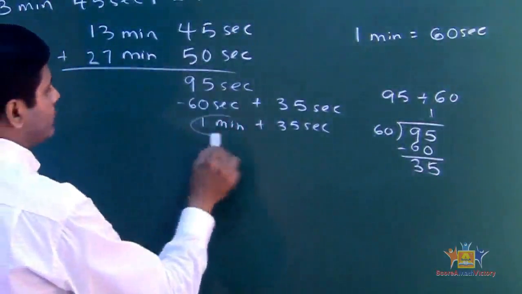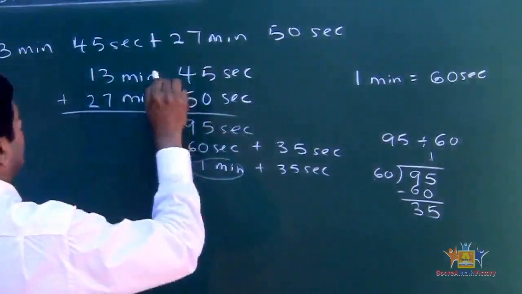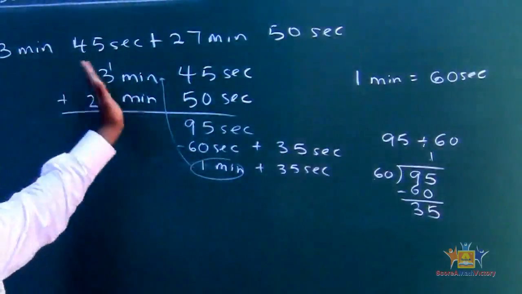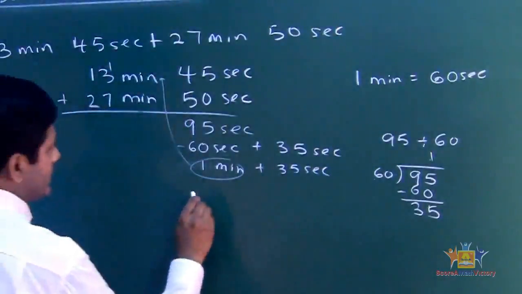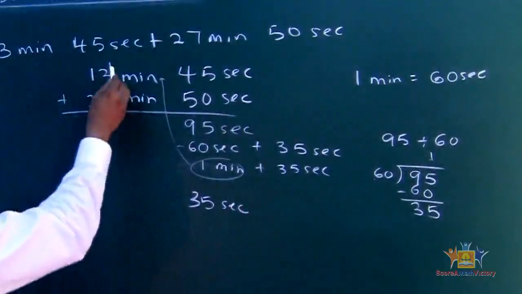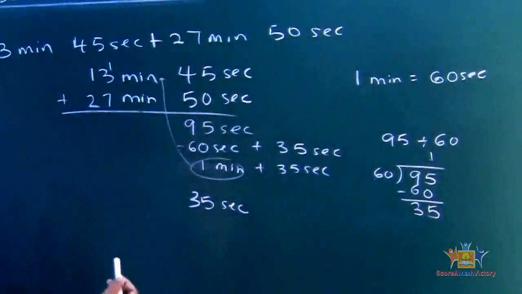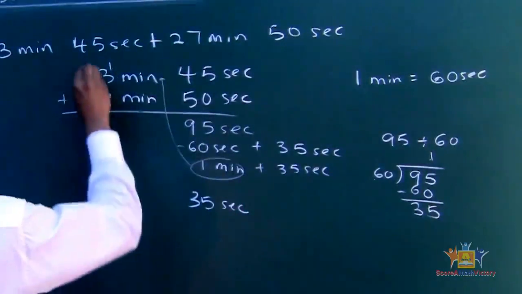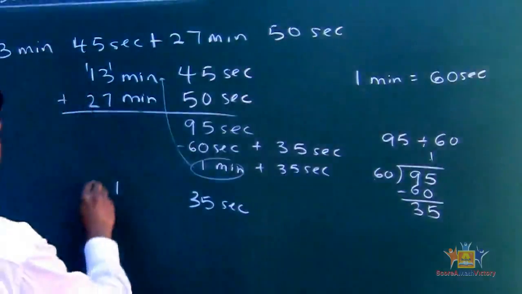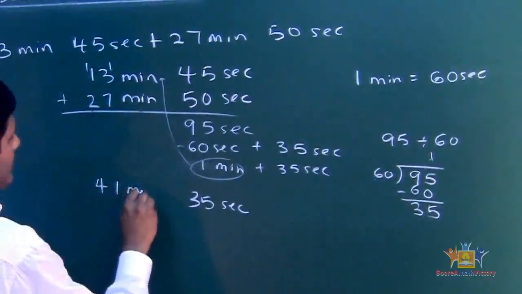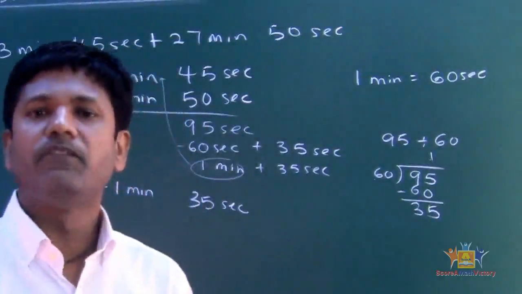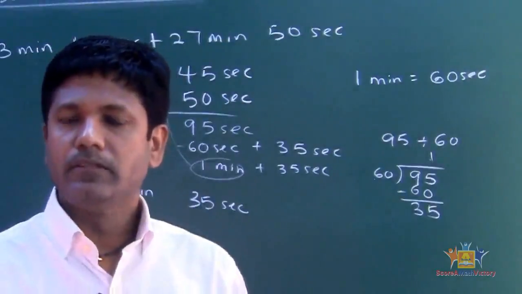Now I take this 1 minute and add it up here to the minute family. You keep it with the minutes. The 35 seconds, I'm just going to write down here as 35 seconds. Now I add: 1 plus 3 is 4, 4 plus 7 is 11. Write 1, carry 1. 1 plus 1 is 2, 2 plus 2 is 4. So that makes it 41 minutes, 35 seconds. That should be the final answer. It's very straightforward.